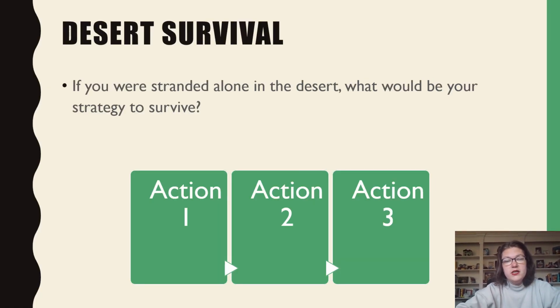All right, so here is our first question. If you were stranded alone in a desert, what would be your strategy to survive? So I want you to pause the video here and I want you to write down 3 actions that you would do to survive. So for me, my actions would be I would look for water, I would look for maybe a path, and then I would walk on that path towards, hopefully, civilization. So those would be Miss Tolson's 3 actions.